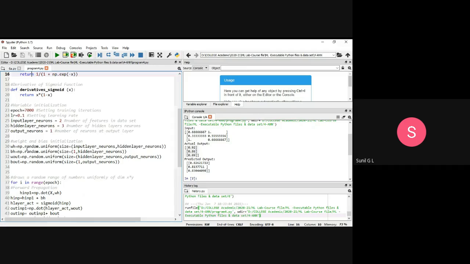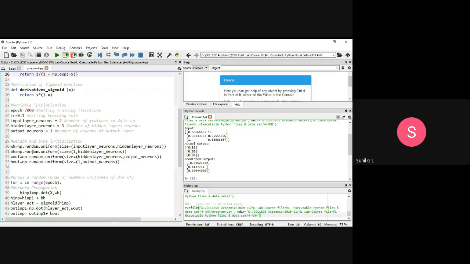For each one we need to assign the weights. We have the input, so we need to initialize weights and multiply the input with the weights. Here we are randomly initializing weights for the input layer neurons and hidden layer neurons using np.random.uniform, with size equal to the number of input neurons by the number of hidden layer neurons. Like that, for bias also we are initializing.